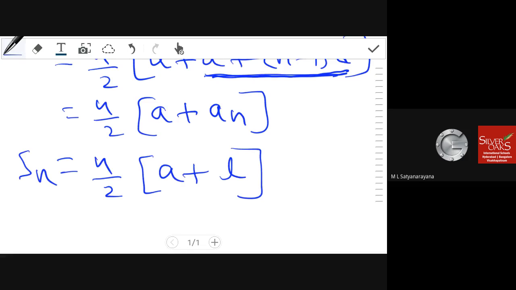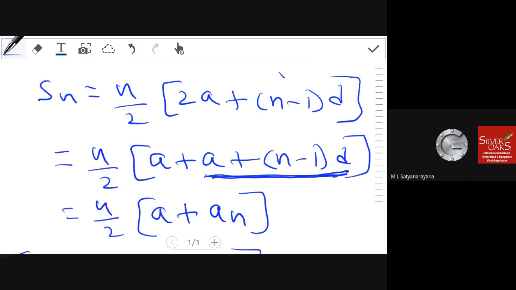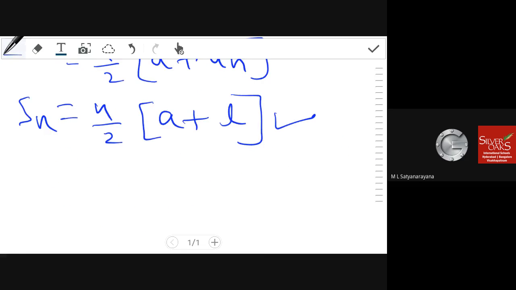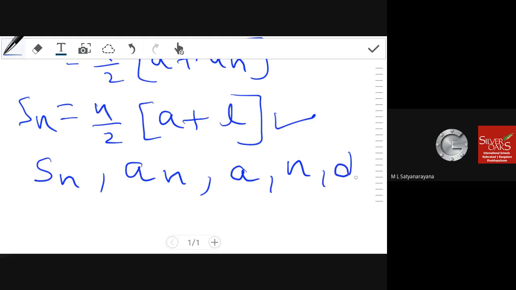This is one formula we have, and one more formula is this one. It depends upon problem to problem. Now the formula is there, but you should know the terminology and the notations. The notations you have: Sn, an, what is a, what is n, what is d, what is l. This should be clear. L or an, they are one and the same: nth term, last term. A is for the first term. Some will write a, some will write a1, whatever. The first term is a. N is for the number of terms.